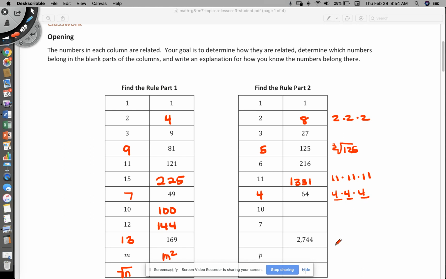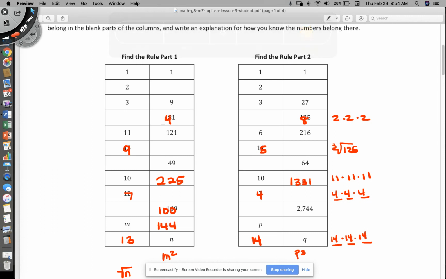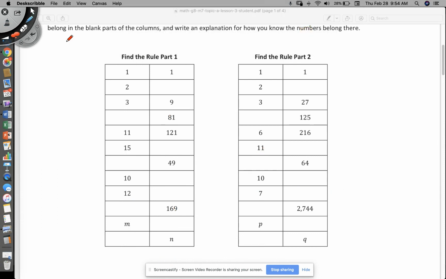2,744. So again, 3 numbers. If I did 14 times 14 times 14, I get 2,744. So 14. Now P. P would be P to the third power. All right, and I'm going to see if I can kind of move this up just a little bit to that bottom one there. I'm actually going to have to erase those just for a second.